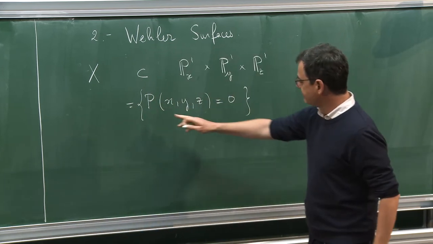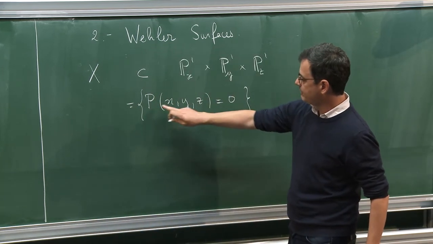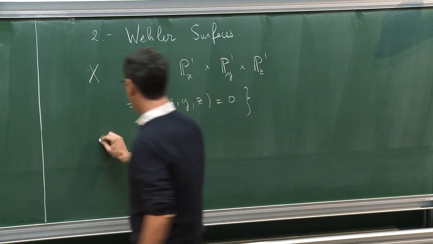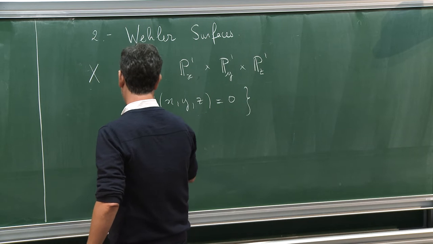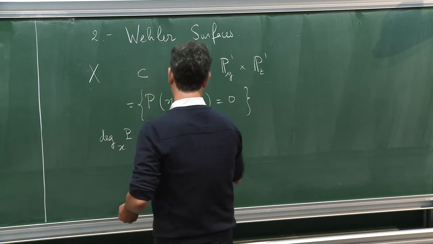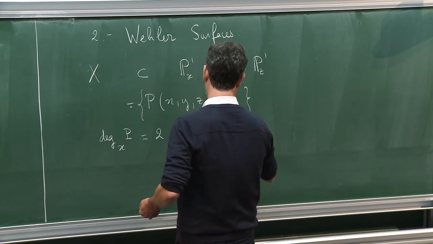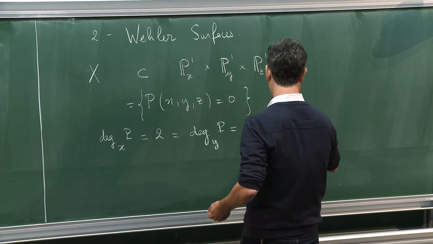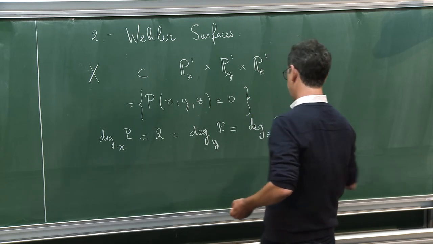And I assume that the surface is defined by an algebraic equation, p of x, y, z is 0, with the following constraint: I want the degree of p with respect to each variable to be equal to 2. So the degree of p with respect to x is 2. Degree of p with respect to y is equal to 2 also, and the same for the variable z.